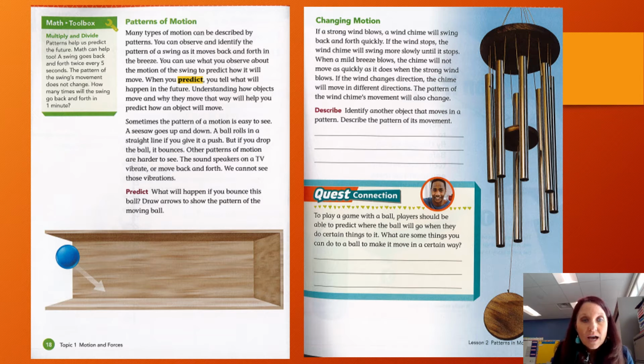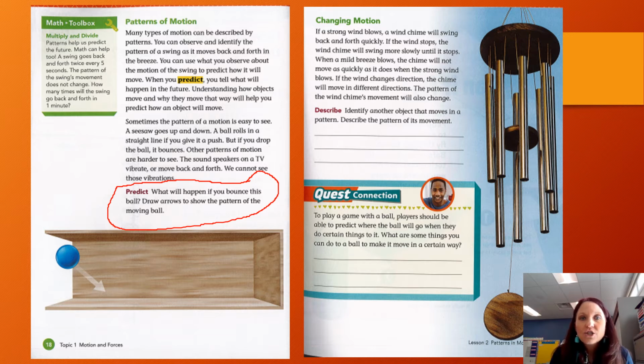So here's another question you're going to have to answer. What will happen if you bounce this ball? Draw arrows to show the pattern of the moving ball. So you can draw patterns in your notebook or in your science packet. However, you're going to have to explain to me, if you drop that ball in the box, what will the pattern be of that moving ball?